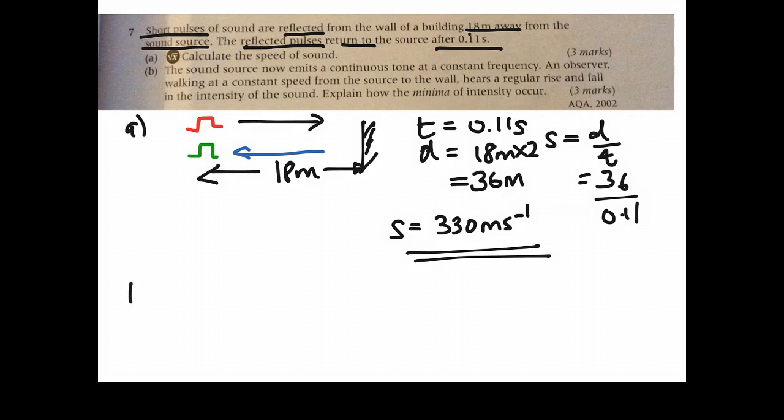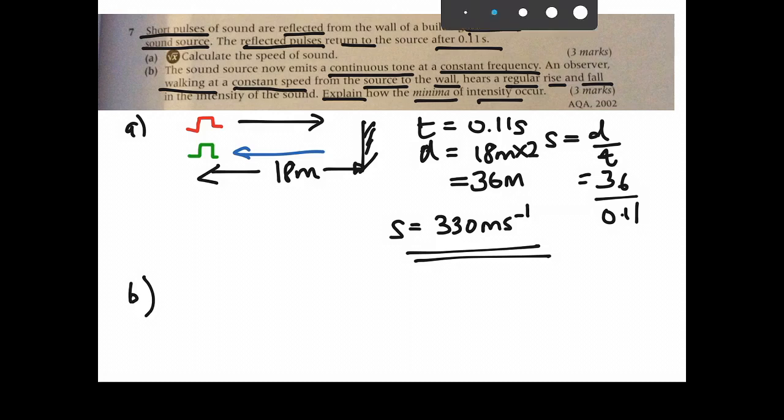That's part A. Part B: the sound source now emits a continuous tone. So it's not short pulses anymore, it's a continuous tone at a constant frequency. An observer walking at a constant speed from the source to the wall hears a regular rise and fall in the intensity. So we know it must be because of the formation of stationary waves here. Now it says explain how the minima of intensity occur. Okay.